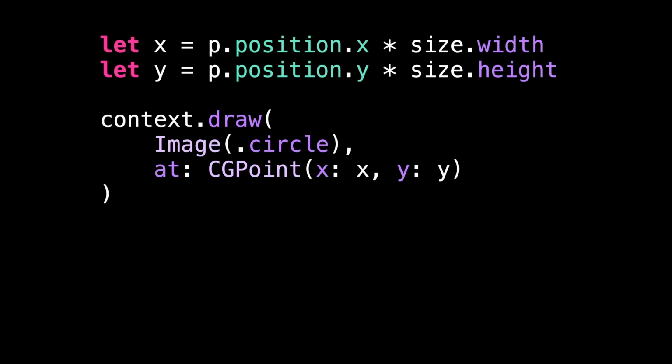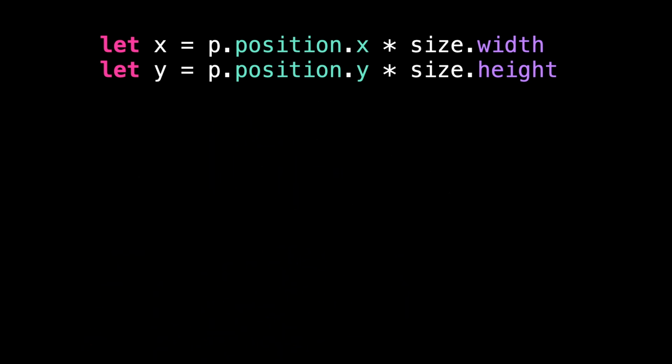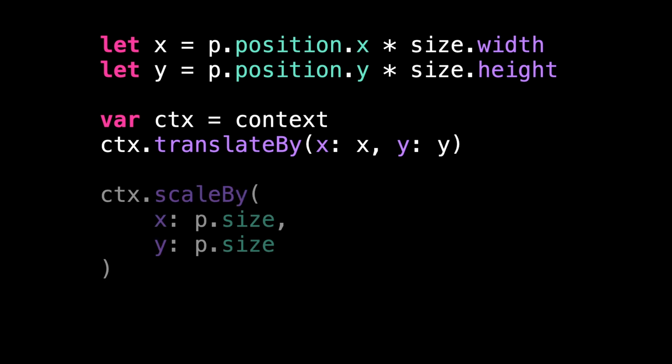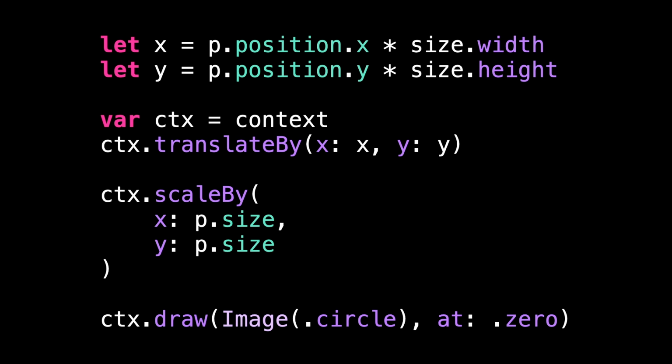When it comes to drawing our particles, it's important that we move to the correct location before scaling, otherwise it'll make the movement bigger or smaller too. So we can't just use this. In its place, we're going to take a copy of the graphics context and move it to the correct location. We don't want to change the location of all future drawing, just this one particle. We can then scale it down to the correct size, so we move, then we scale. And finally, we can draw the particle. Now that we're already in the correct location, we can use 0 for the draw position.